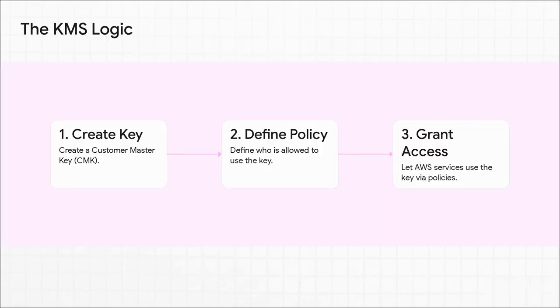Using KMS really just boils down to this super simple three-step logic. First, you create your master key, your CMK. Second, you write a policy that says exactly who or what is allowed to use it. And third, you grant your other AWS services permission to use that key. That's it. That's the core pattern. And it's both incredibly simple and unbelievably powerful.